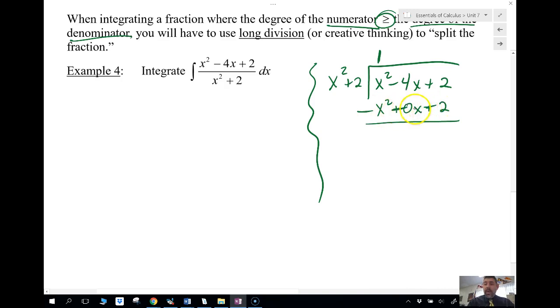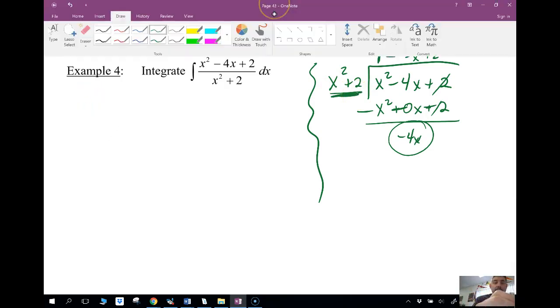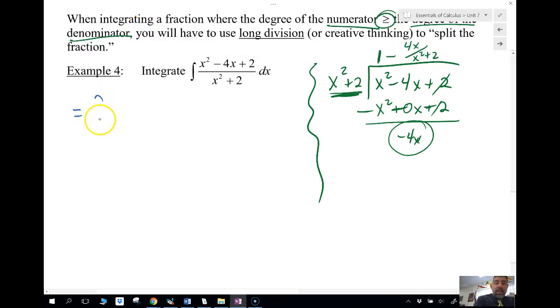I'm going to subtract everything. I'm going to have negative 4x left. Then what am I going to do next? There's nothing I can multiply x squared by to give me negative 4x. So I'm done here. I'm going to put minus 4x all over x squared plus 2, my remainder divided by this guy right here. And then I'm going to rewrite our problem as the integral of 1 minus 4x over x squared plus 2 dx.